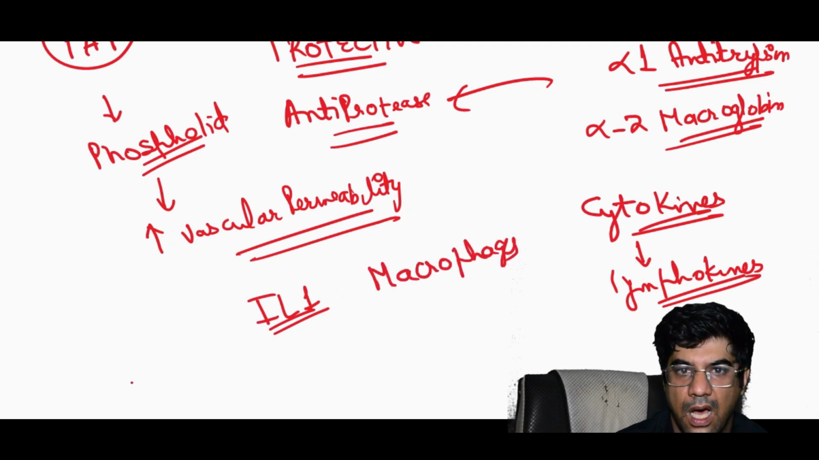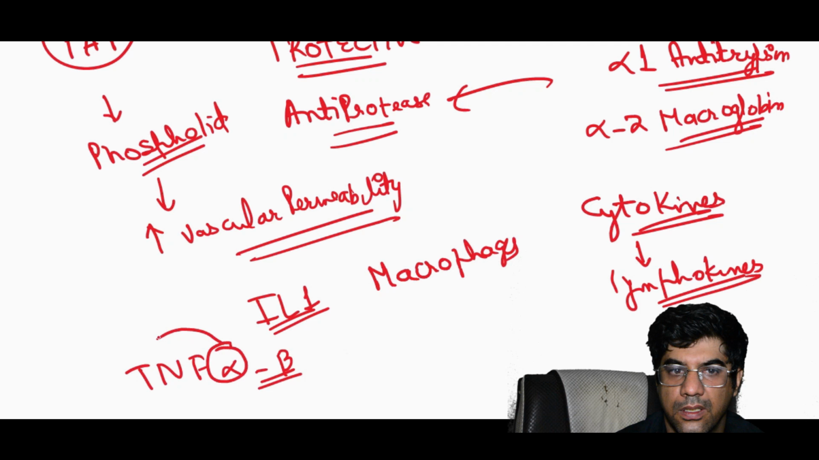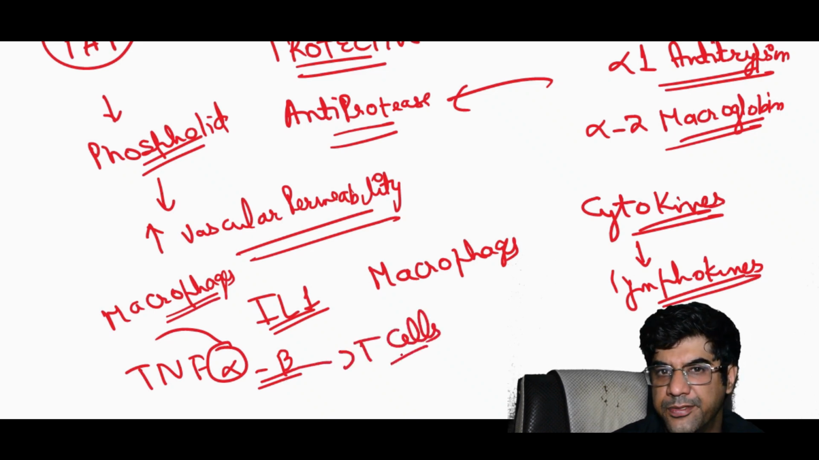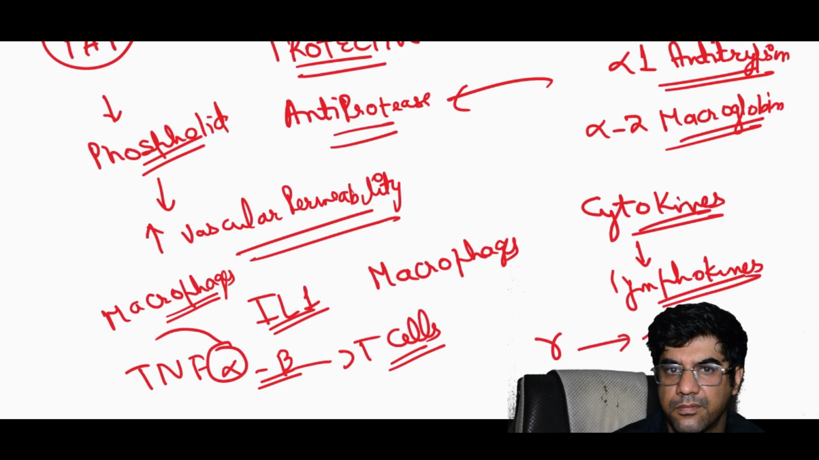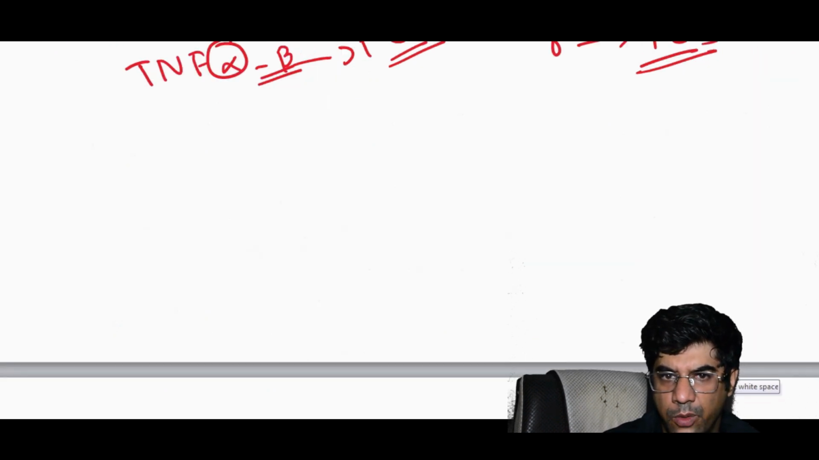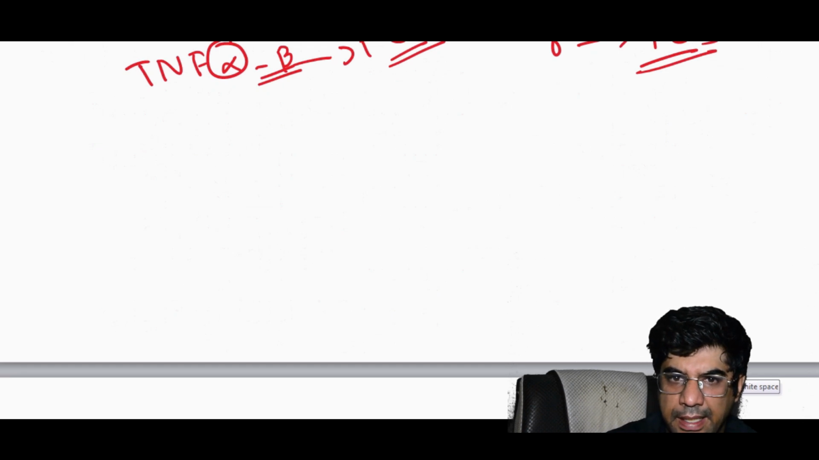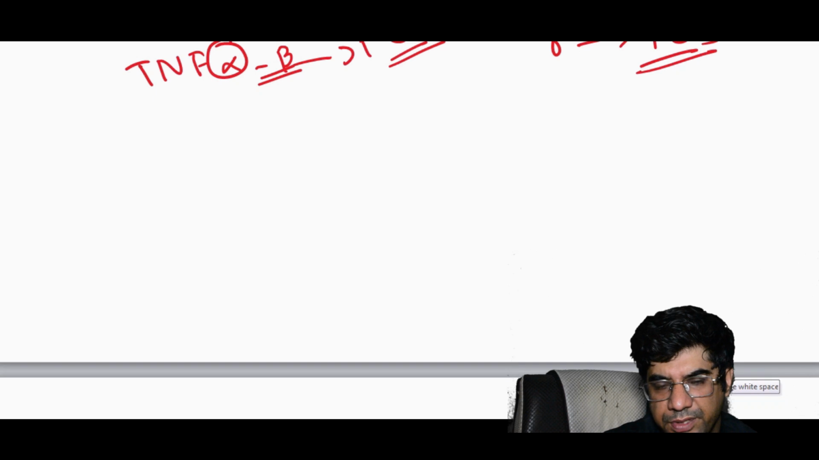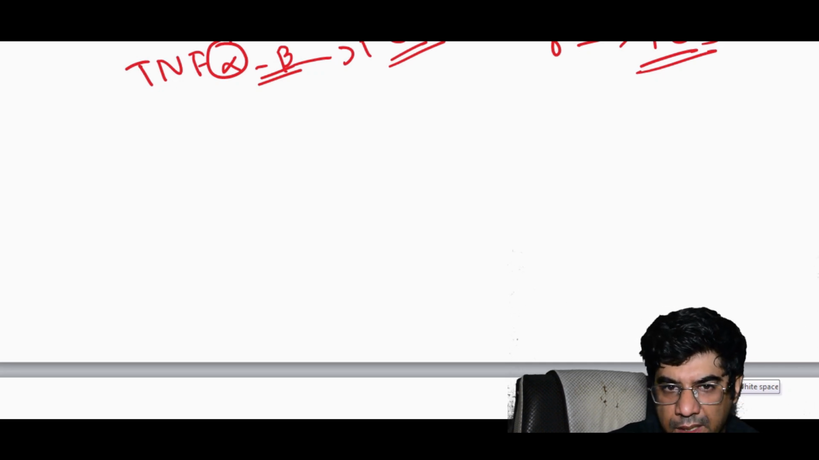tumor necrosis factor alpha and beta. The alpha is produced by macrophages, remember that, and beta is produced by T cells. Interferon gamma is produced by T cells. So interleukin 1 and tumor necrosis factor alpha and beta increase the leukocyte adherence to the endothelium, induce the release of other cytokines, and stimulate fibroblast proliferation. The interferon gamma activates the macrophages and neutrophils.